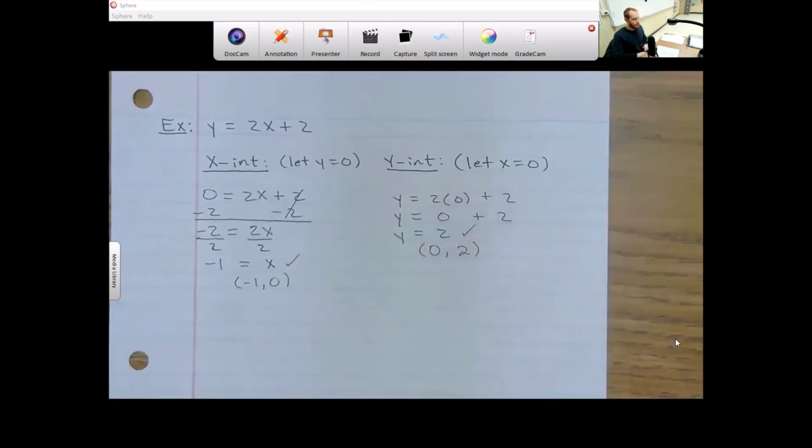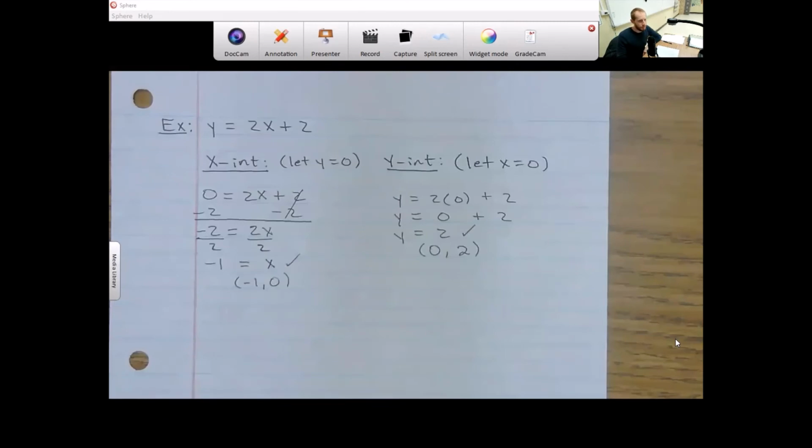Okay? I'll give you guys a few seconds to copy that down, and then what we're going to do is check it by graphing it on Desmos, which is a whole lot better than using the TI-83 calculators that I have on the wall.